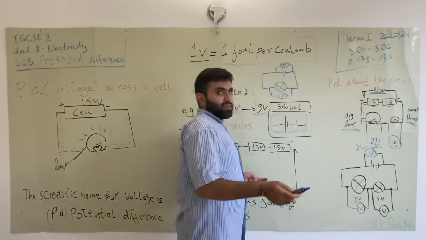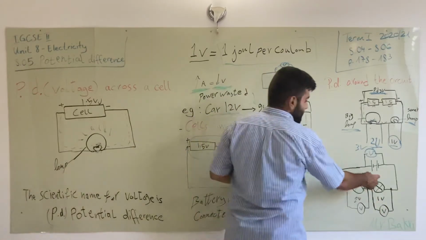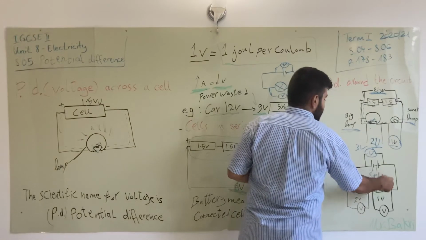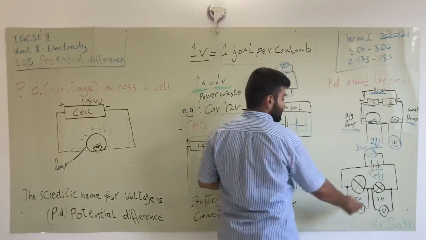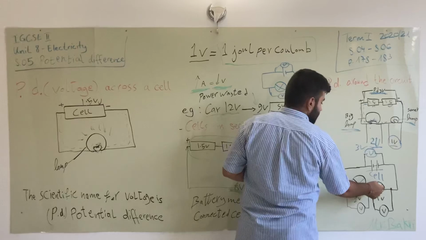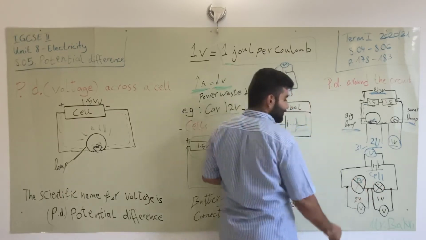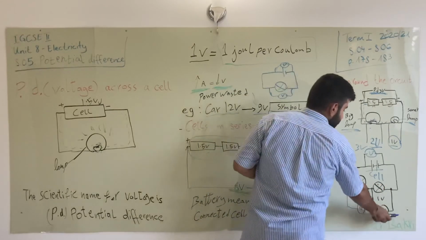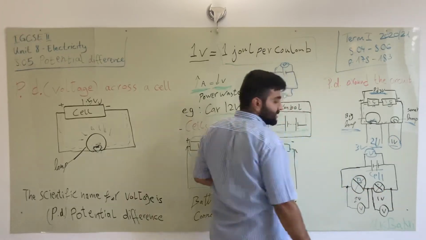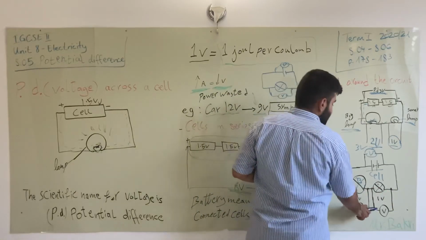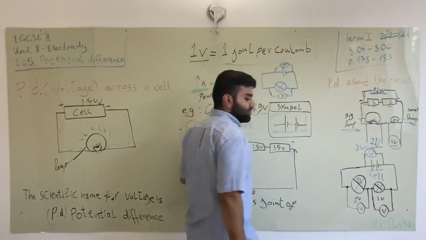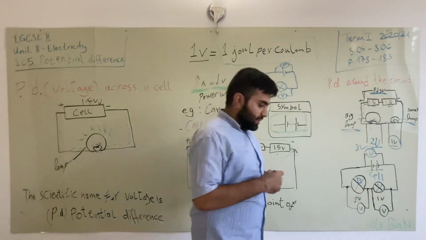So how are we going to draw this in symbols? As we can see here, here's the cell. Here the 3 volt. Here's the first small lamp, and this is the big lamp. So if we put the voltmeter here, it will be 1 volt, and if we put the voltmeter here, it will be 2 volts.